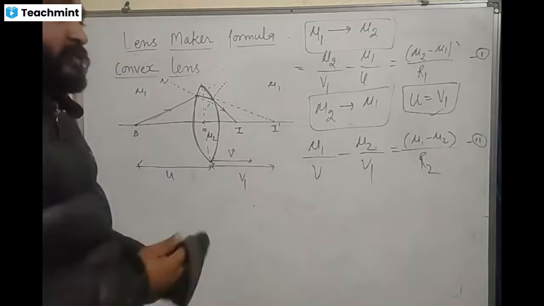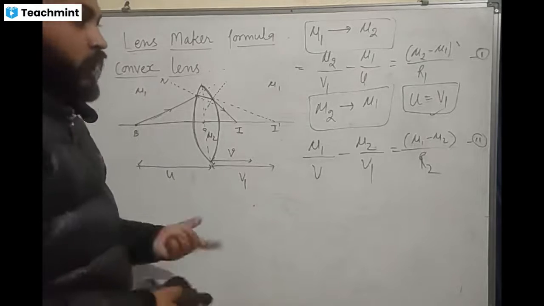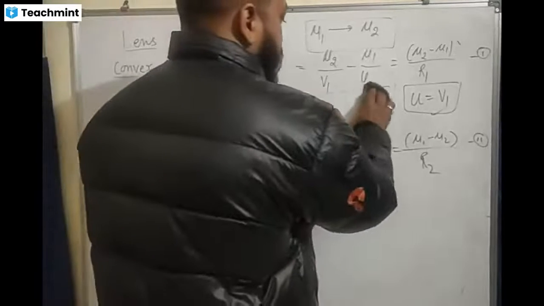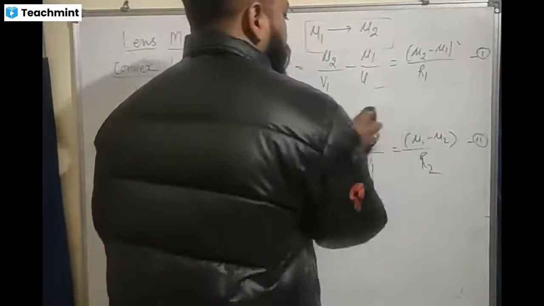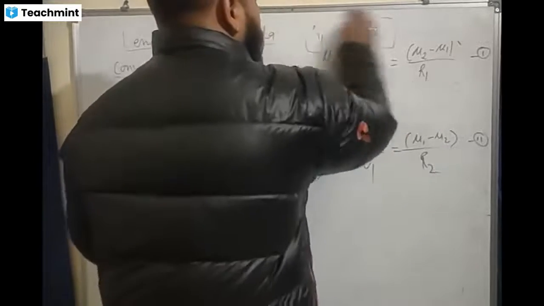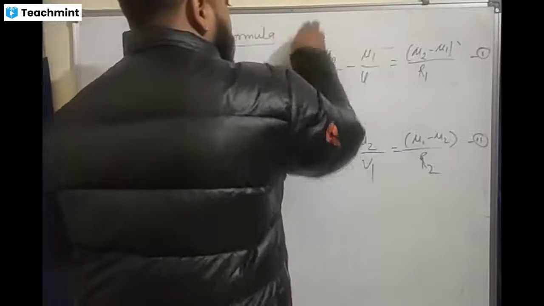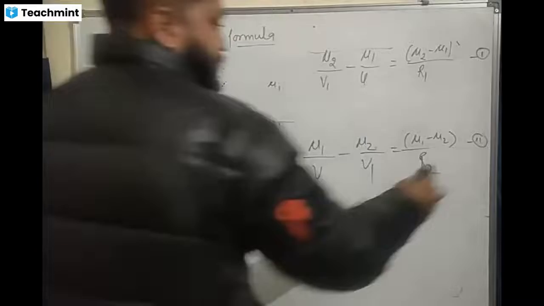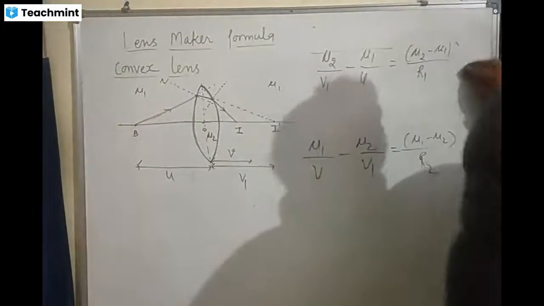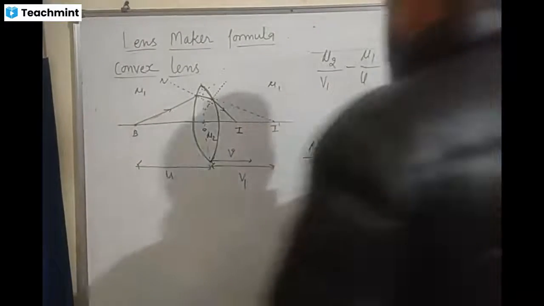Now what else can we do? Now we have two equations. I'm just removing this one, when the light is going from this and that, and also I'm removing this. So we can compare both equation 1 and 2. We can add them, we can subtract them. So let's see what we can do. So we are adding them.